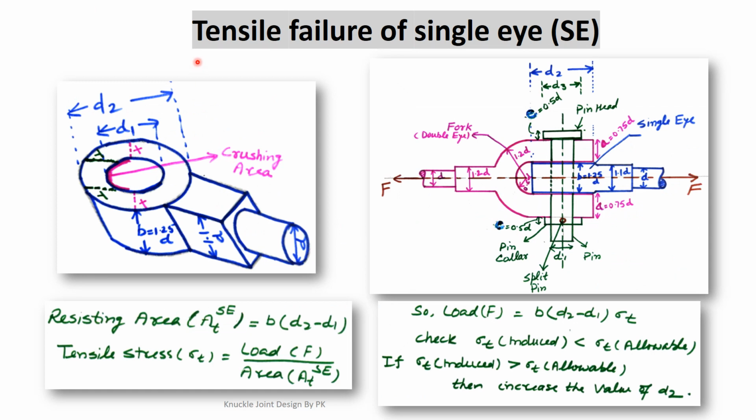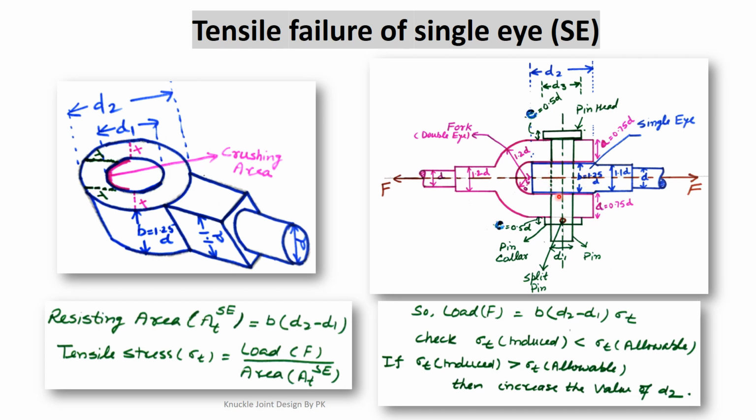Here the next failure is the tensile failure of the single eye. So here we see that this blue color part is called the single eye rod, and the pin is inserted between this to make a joint between the fork and the single eye rod. The single eye rod can also fail in tensile failure at the weakest section. You see that we insert the pin here in the single eye, so we are making a hole in the single eye.